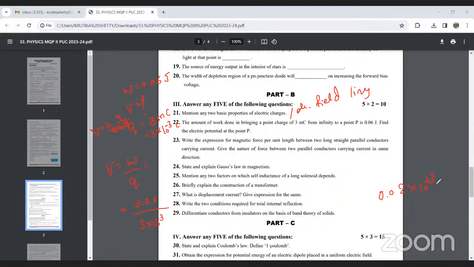So it is 0.02 into 10 raised to 3, or else you can multiply 0.02 into 10 raised to 3. The answer will be 20. So this is the potential, measured in volts, correct? Yes. Now this is from the second topic, electric potential, and a 2 marks numerical has come. It is not that numericals are important only for the 5 marks questions. They come in 2 marks and also in 3 marks. Go for the next question, question number 23.